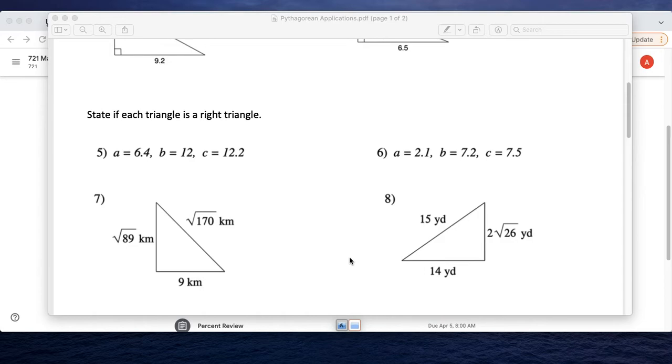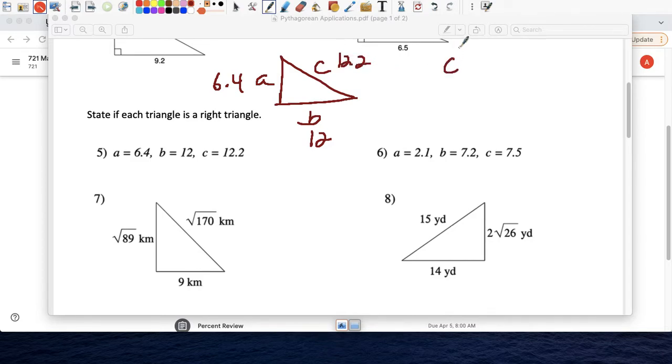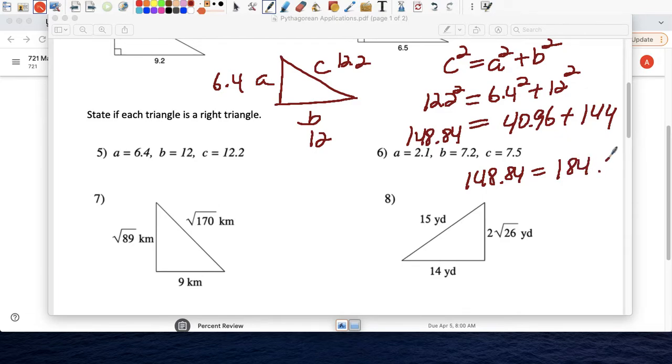Let's check if it's a right triangle. We can use the Pythagorean theorem to check if both sides are equal. So, draw a triangle. We know this is C, this is A, and this is B. So this is 6.4, this is 12, and this is 12.2. So if you use the Pythagorean theorem, left side should equal right side. So 12.2 to the second power should equal the sum of 6.4 squared plus 12 squared. Is that true? No idea. 12.2 to the second power, we get 148.84 over here. 6.4 to the second power is 40.96. 12 squared is 144. If you add these two, left side is 148.84, and the right side is 184.96. So this one is not a right angle triangle.